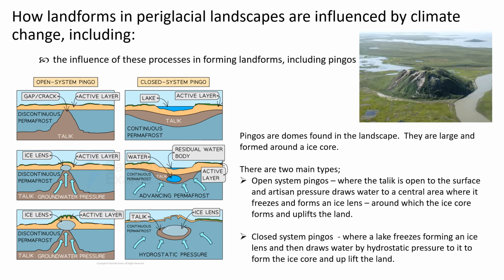Closed system pingos are slightly different. It tends to be where you find a lake, and that lake will then freeze to form the ice lens at the centre, and it will draw water to it through hydrostatic pressure to develop that core and to uplift it. So you will find closed and open system pingos in slightly different areas depending on the permafrost, whether that's continuous or discontinuous. Closed system pingos tend to be more in continuous permafrost, whereas you need discontinuous permafrost with talik for your open system pingos. But both of these are susceptible to climate change.